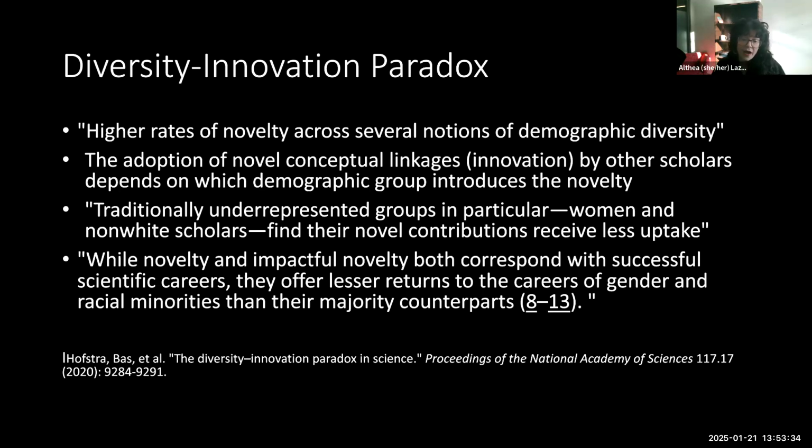While novelty and impactful novelty both correspond with successful scientific careers, so that's just saying that if you come up with new and novel research, you're more likely to do well professionally, they offer less return to the careers of gender and racial minorities than their majority counterparts. It would do better for the careers of, let's say, white male scholars than it would do for the careers of Black female scholars.